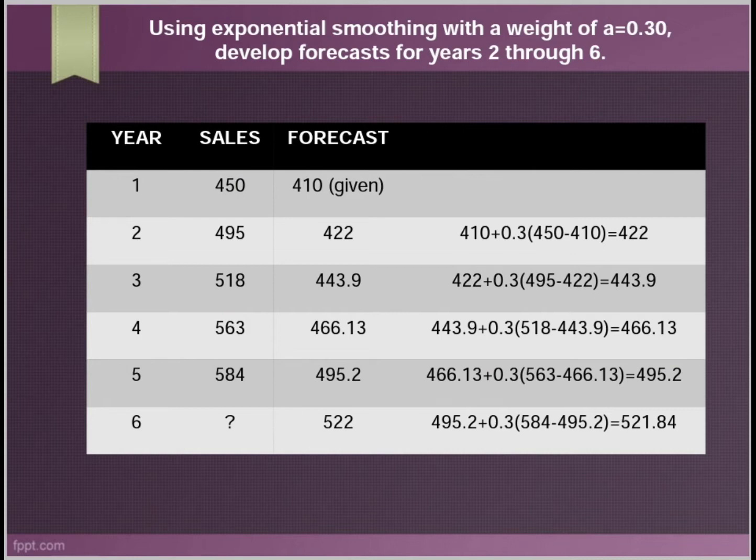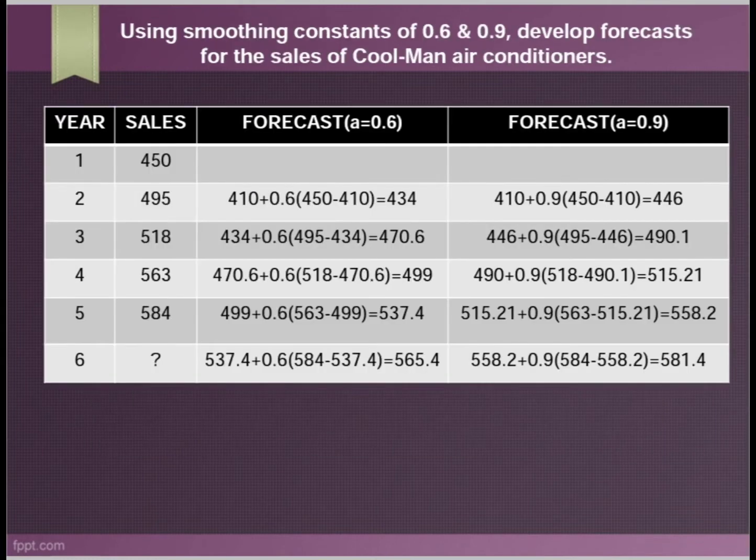So how do you get the sixth year forecast? 495.2, which is the forecast last period, add the 0.3 alpha multiplied by the difference between the sales last period, 584, less 495.2, we would get 521.84 units. That is the sixth year forecast.